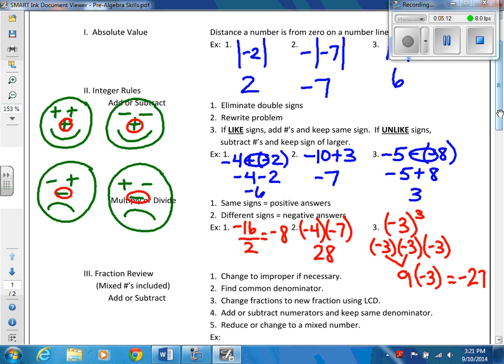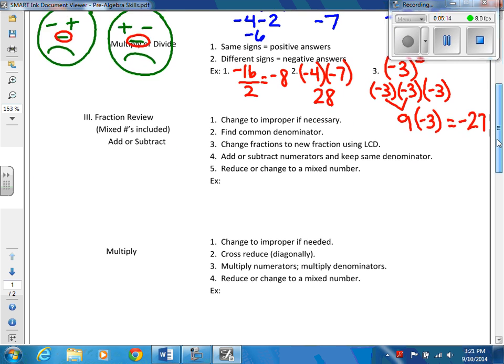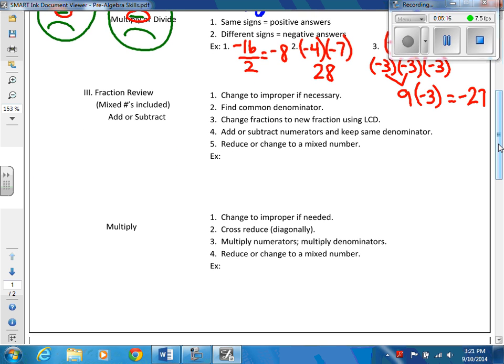Okay, the next thing we want to talk about is to review fractions, and we are going to go through all operations with fractions. So the first thing we're going to talk about is adding or subtracting fractions. If you have mixed numbers, I am asking that you change them to improper first, if needed, and then go forth with the process from there. With adding and subtracting, you must find a common denominator if it is needed, and change it to a new one, and then proceed with adding or subtracting.